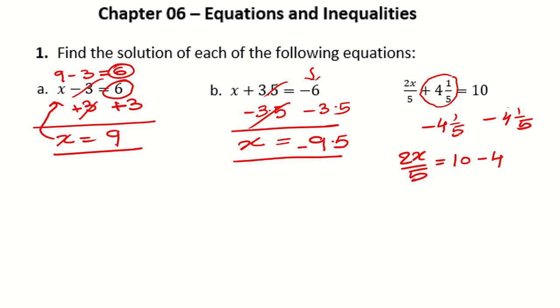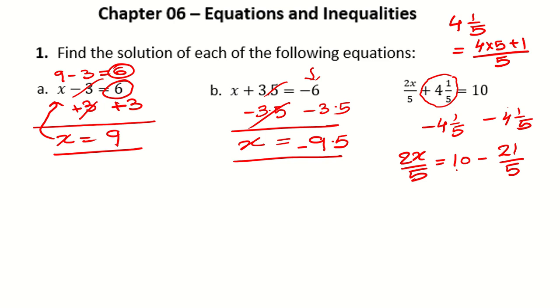I am telling you the method by which you can solve all the questions. So 4 and 1 over 5, just convert it into an improper fraction. What will you do for this? 4 multiplied by 5 plus 1 over 5. So this is 4 times 5, 20, 20 plus 1, 21 over 5.